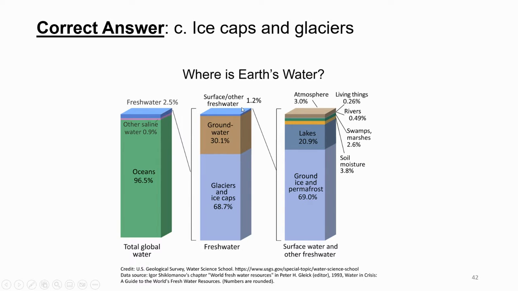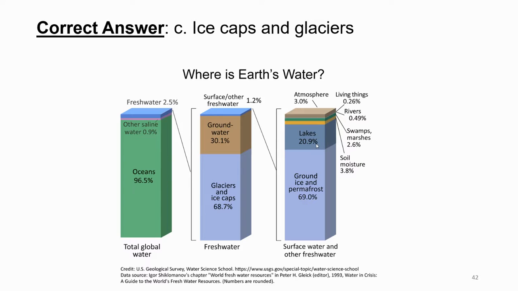Now again, this small 1.2 percentage of the whole freshwater, which exists as surface and other freshwater, is the readily available form. Still, within that also, a good percentage exists as ground ice and permafrost, which is not easily recoverable. Another 20.9 percentage is what we see in the lakes.